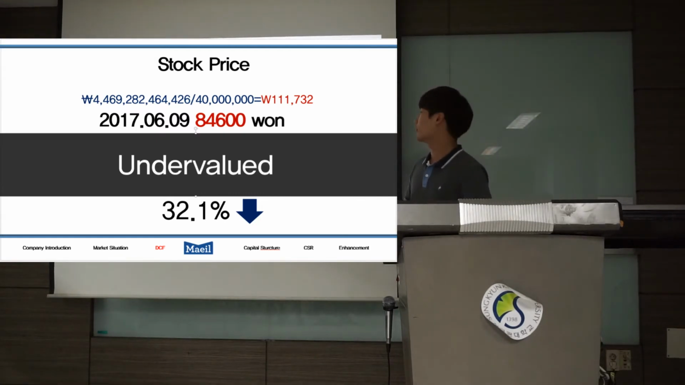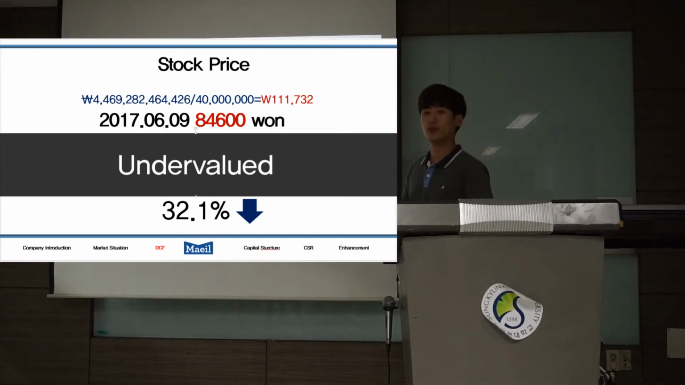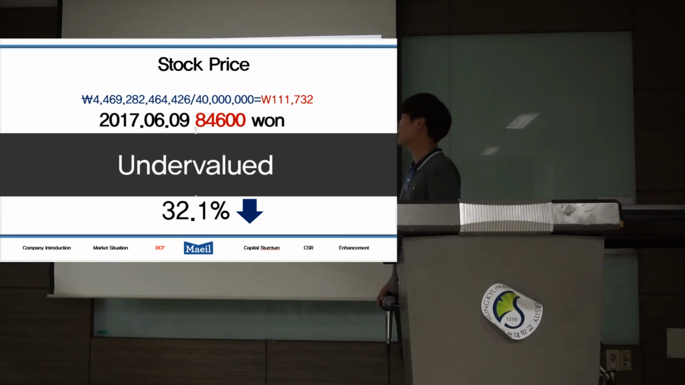And the reason the price is undervalued is because we thought SARS will be soon solved, and the company recently divided into two companies, and the uncertainty of the dividing has disappeared.